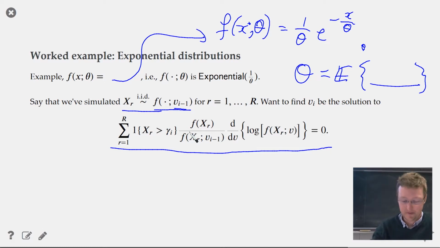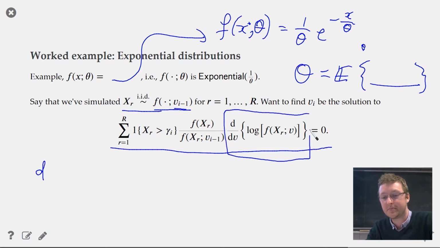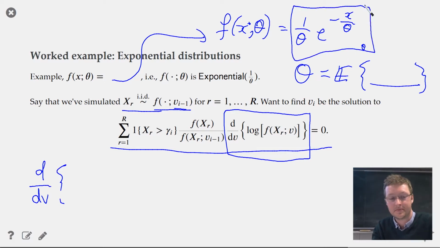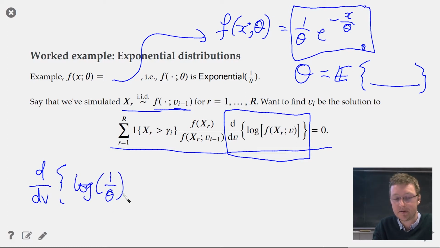So what does that look like? This part in here is really the part that needs simplifying: d/dv of the logarithm of this. So what do we get? We get log of 1 on theta minus x on theta.